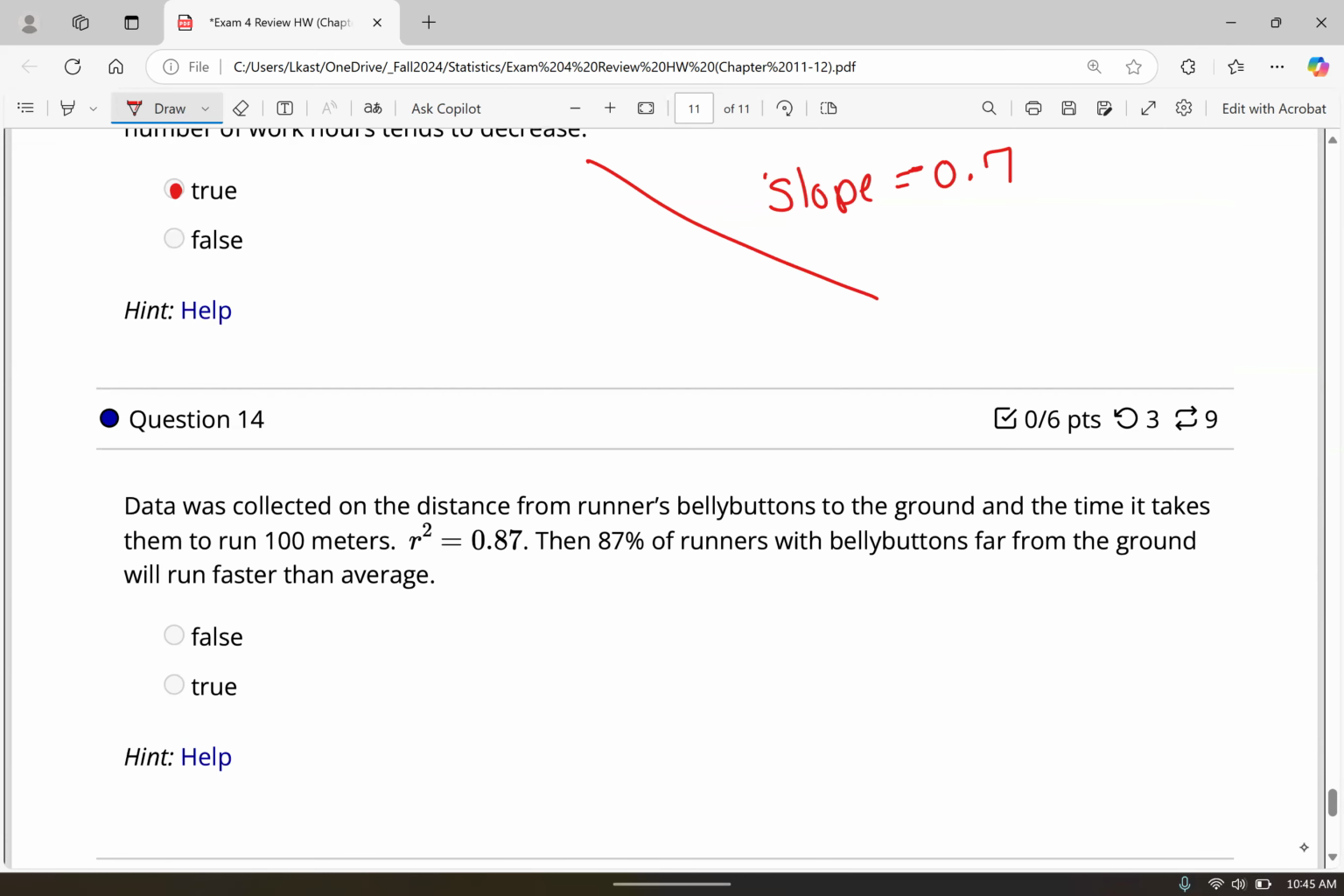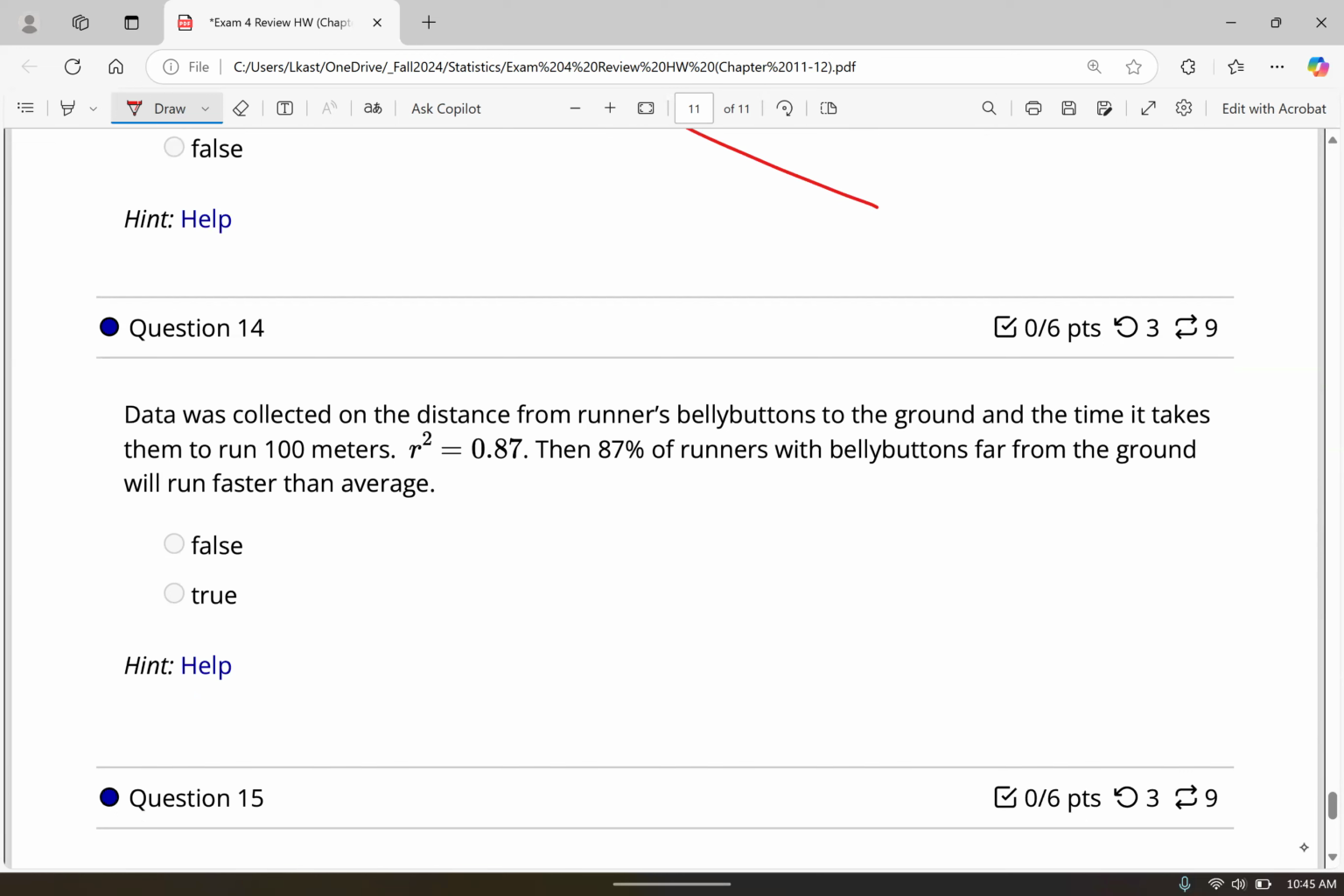All right, problem 14. Data was collected on the distance from a runner's belly button to the ground, and the time it takes them to run 100 meters. R squared is 0.87. Then 87% of the runners with belly buttons far from the ground run faster. This is just false. That's just silly. What does R squared actually mean? It's the amount of error in your prediction from your Y hat regression equation.